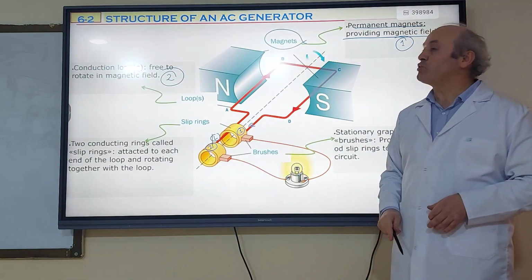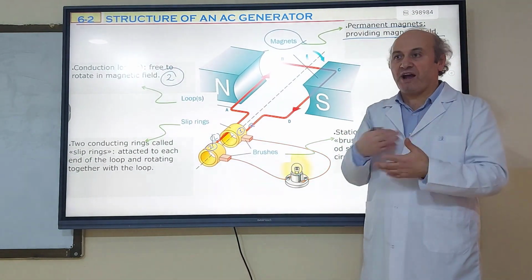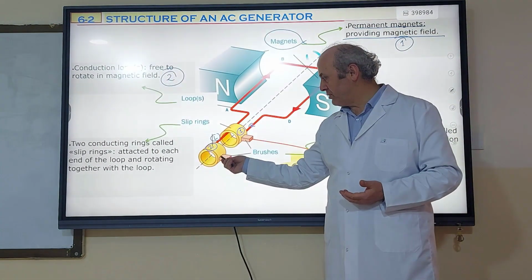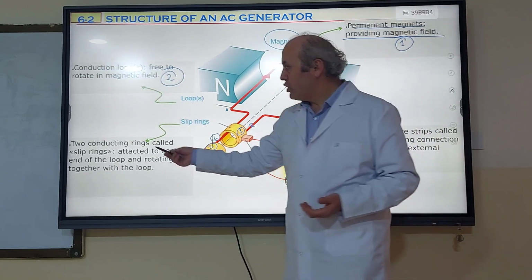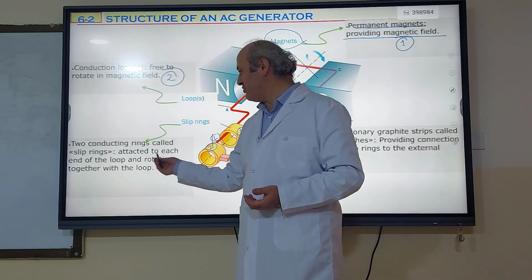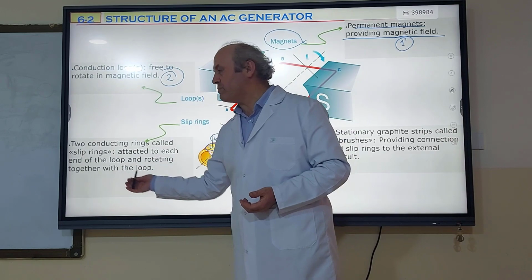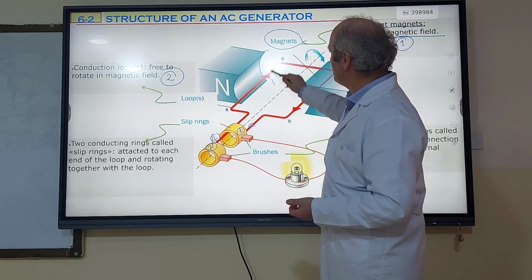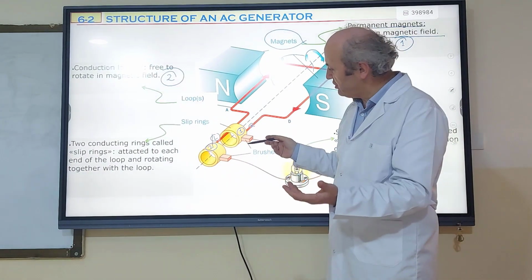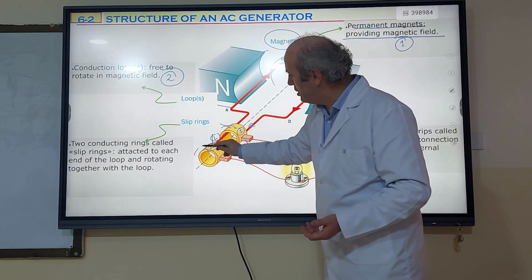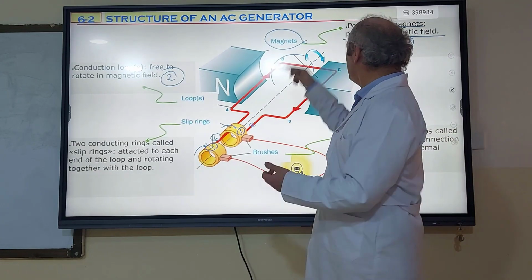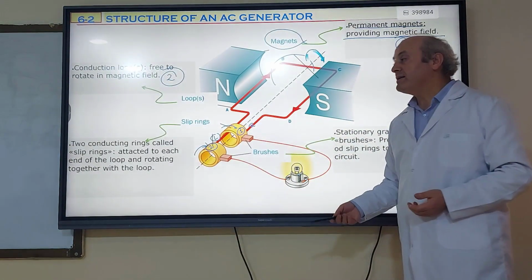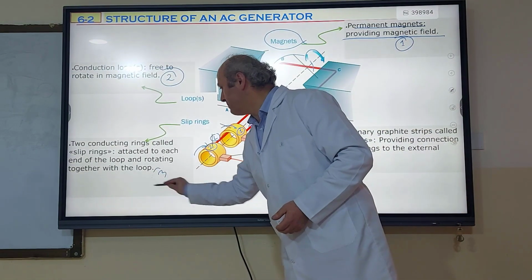Each end is attached to a ring, called slip rings because they are rotating, slipping, on a device called a brush. Two conducting rings called slip rings are attached to each end of the loop and rotate together with the loop. The loop is rotating, so magnetic flux is changing. These rings are also rotating. If the loop is rotating clockwise, the rings are rotating clockwise. And this is the third component, slip rings.